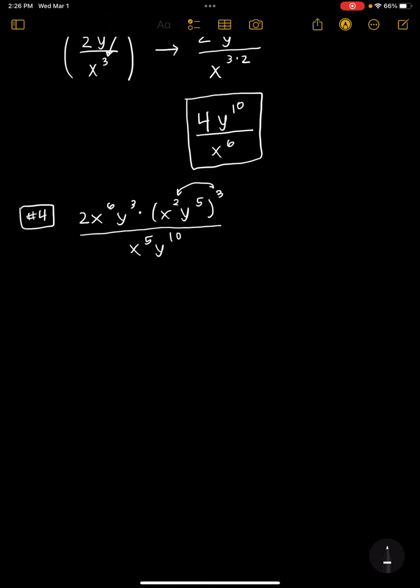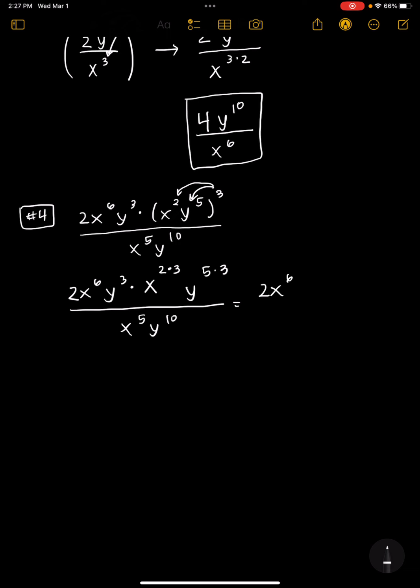I'm going to distribute the 3 to the x and the y, which would change this to 2x to the 6th, y to the 3rd times x to the 2 times 3, y to the 5 times 3, and that's all over x to the 5th, y to the 10th. I'm going to simplify that a little bit by actually multiplying the exponents. So I'm going to have 2x to the 6th, y to the 3rd, times x to the 6th, y to the 15th, over x to the 5th, y to the 10th.